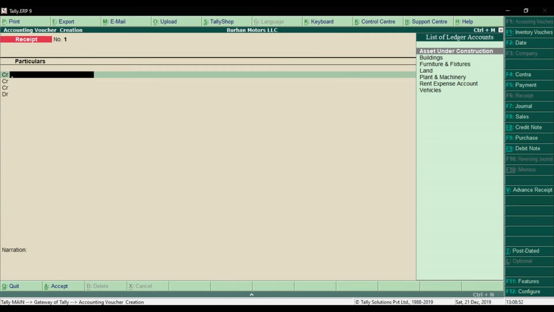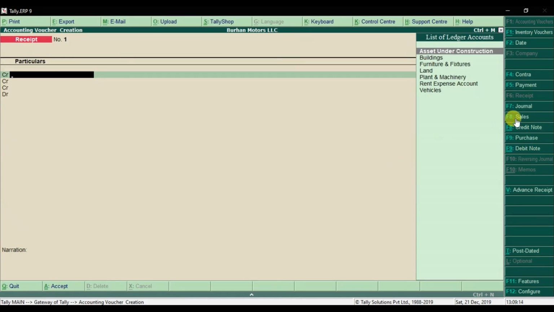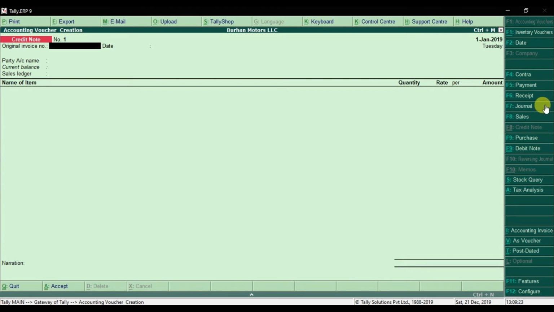Now look, I'm going to record 2-3 entries. The first entry: Mr. John invested 200,000 dirham as capital. What is the journal entry? What is debit and what is credit? Capital is credited and cash is debited. Where do you record this entry: contra, payment, receipt, F7, F8, F9? Cash is received, so receipts, because that is not a contra. So we need to go into receipts.